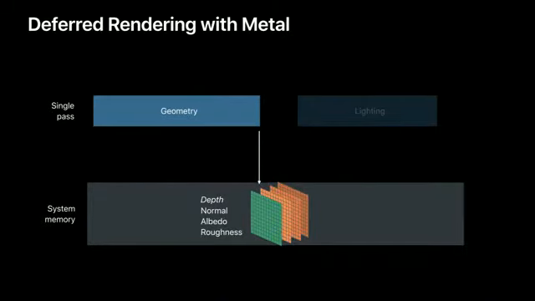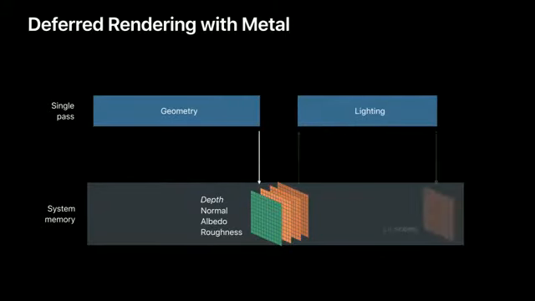In our example here, we'll use normal, albedo, and roughness textures. Then in our second pass, the lighting pass, we read back these G-buffer textures, and then we draw our light volumes and accumulate them in our output texture. So let's see how we can construct this data flow in Metal.